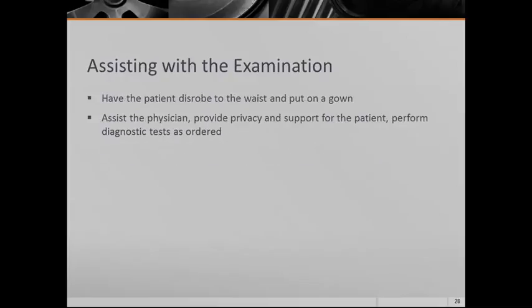When assisting an examination of a patient with respiratory problems, it is important to have the patient disrobe from the waist up and put a gown on. It is important to assist the physician, provide privacy and support of the patient, and perform diagnostic tests as ordered. Most of these patients should be sitting in a high Fowler's position. This is usually the most comfortable for them to be breathing.